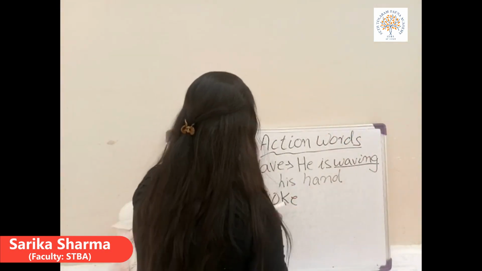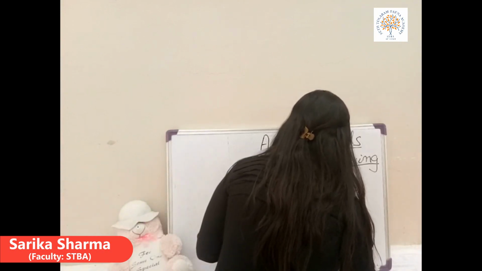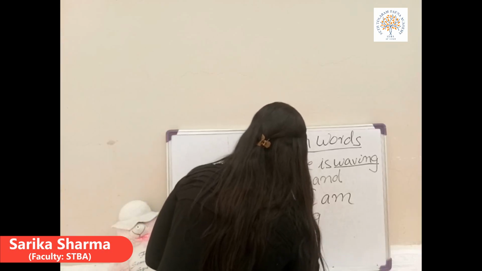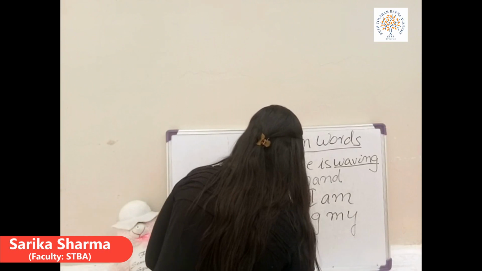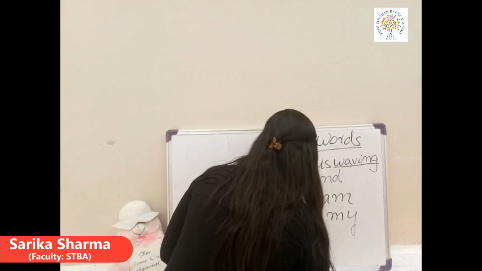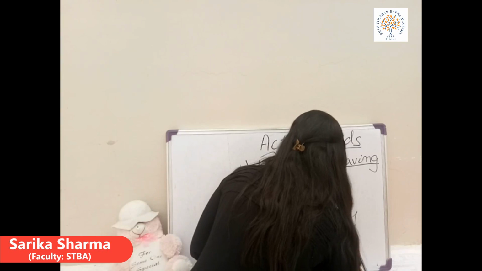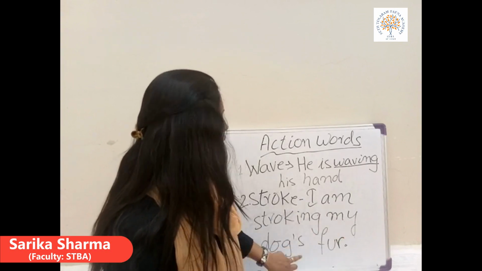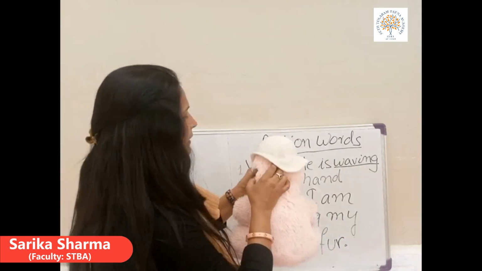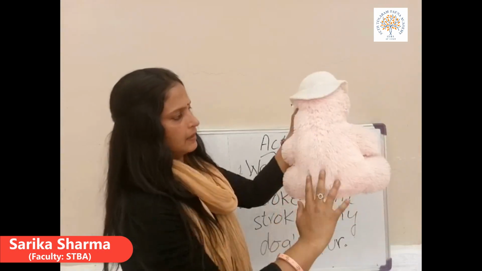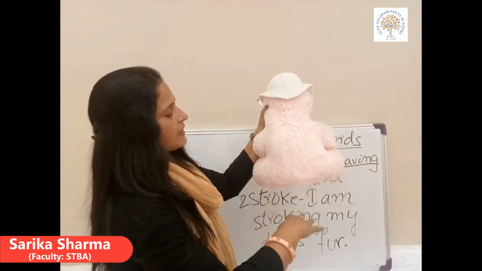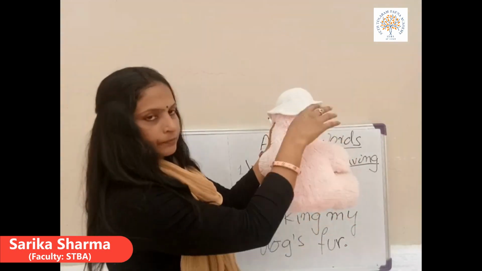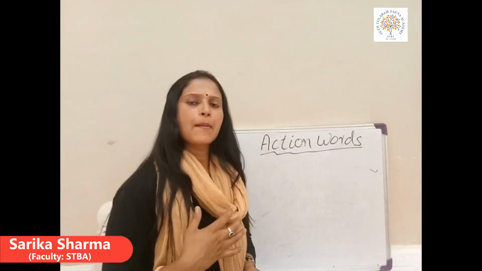So you can write this sentence: I am stroking my dog's fur. Now see, I am stroking my dog's fur like this. You are stroking your dog's fur like this. Long hand movement. Usually we do this movement towards animals. Fine? Now the next action which I am going to take is tickling.